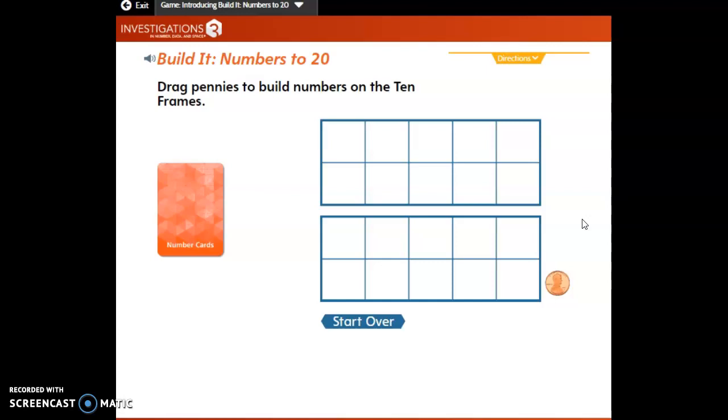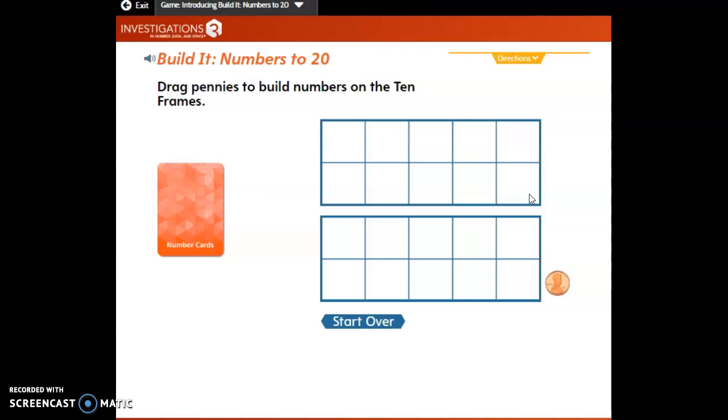Okay, so I want you to look right here on the screen. I'm moving my little mouse right here. Do you know what these things are called? I have two of them. There's one right here, and then there's another right here. They're called 10 frames. I wonder why these things are called 10 frames. Think about it. Why would these be called 10 frames?